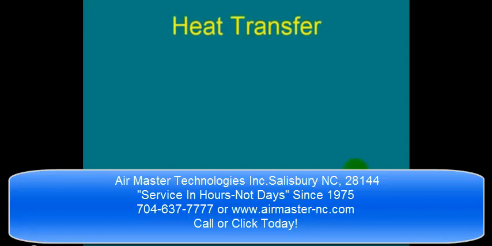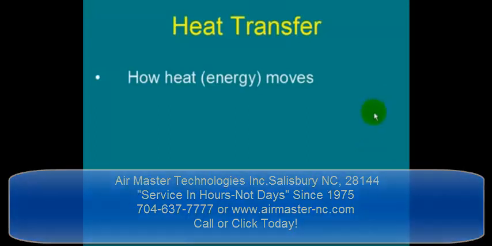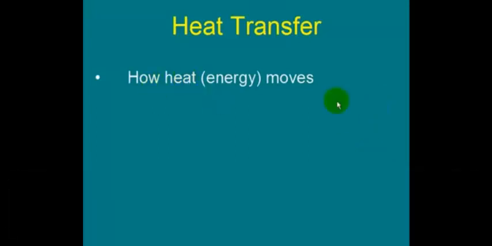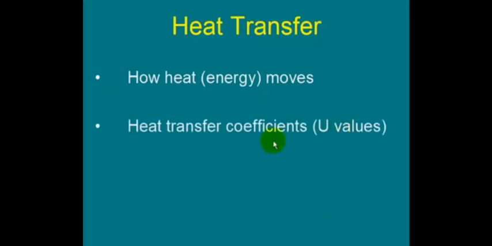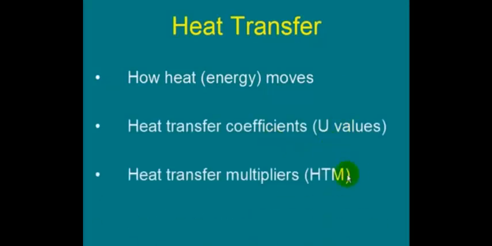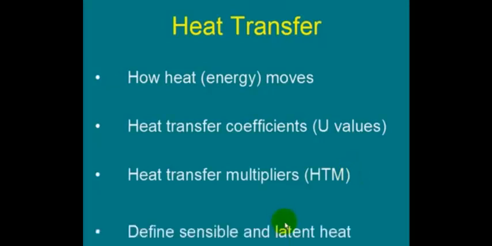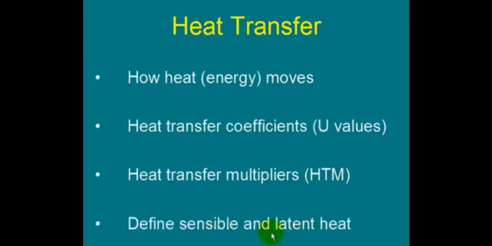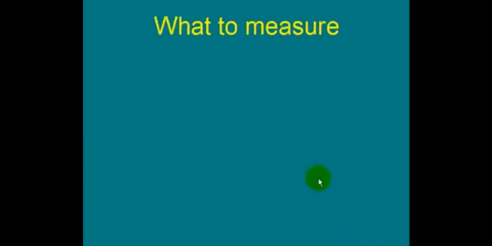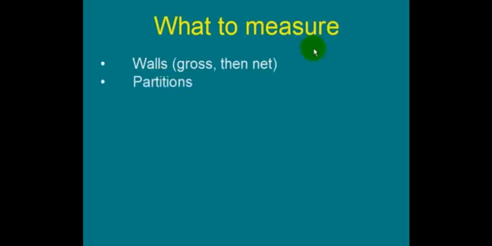All right, we're going to talk about heat transfer. This is a topical outline of what we're going to do. We're going to talk about how heat, which is energy, moves. We're going to talk about heat transfer coefficient, U values, HTMs, heat transfer multipliers, and we're going to define sensible and latent heat. We're going to tell you what to measure. Walls, gross, then net. We'll talk about that.